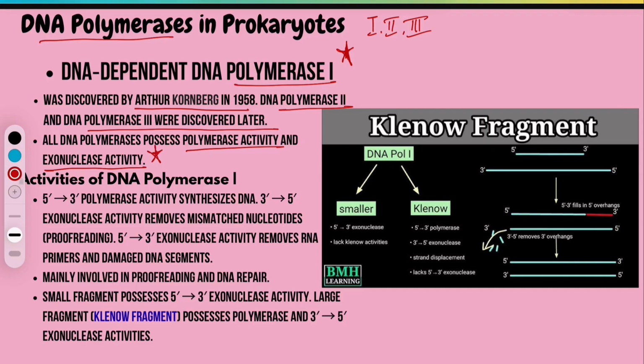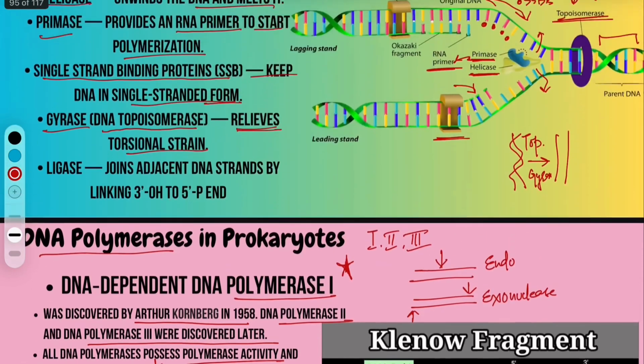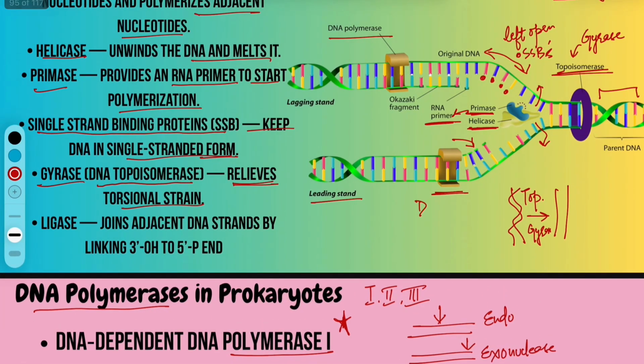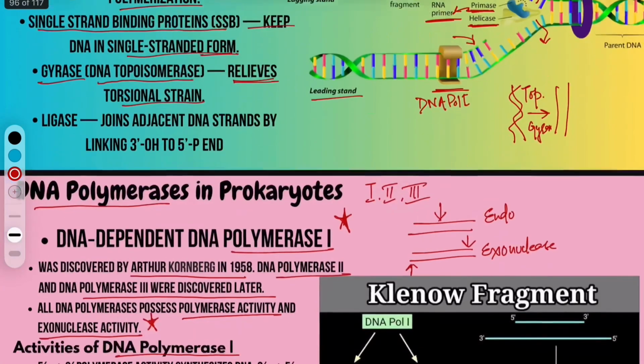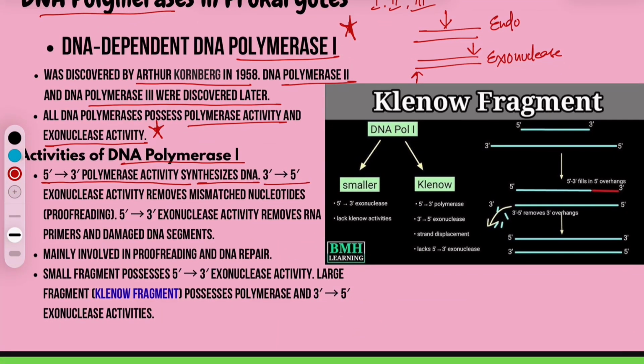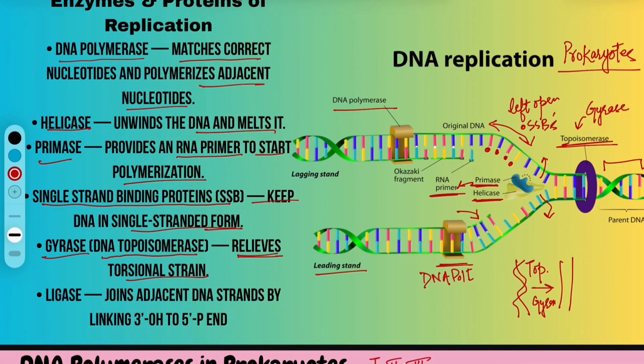It was found by Arthur Kornberg and it possesses polymerase activity and exonuclease activity like the rest of the polymerases. Endonuclease means it cuts from within, while exonuclease cuts at the ends. The activity of DNA polymerase is that in the 5 to 3 direction it polymerizes the strand. In this diagram, you can see how pol 1 works. And in 3 to 5 exonuclease activity, it removes the unmatched DNA.